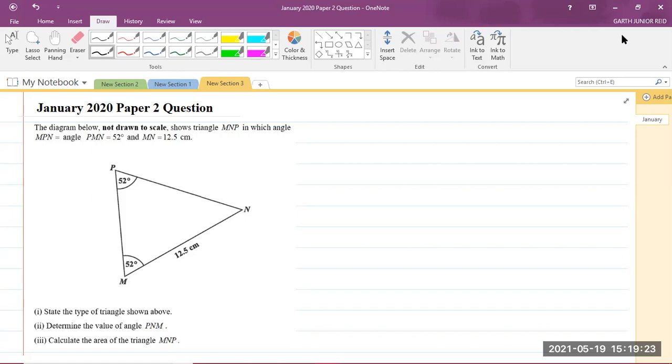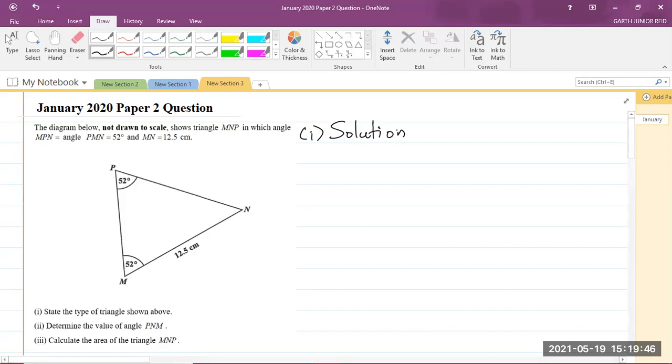It says we are to state the type of triangle shown above, determine the value of angle PNM, and calculate the area of the triangle MNP. Okay, let's do part one here to the side. Part one solution. It says that we are to state the type of triangle shown above.